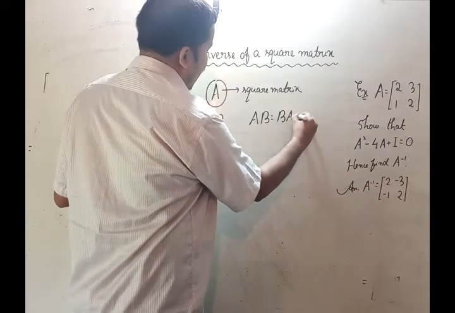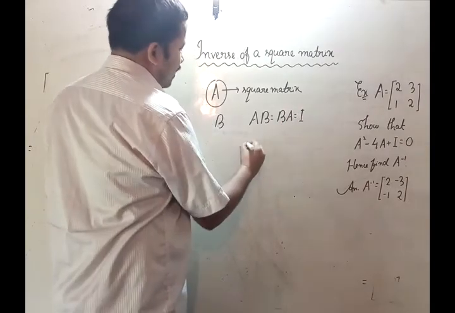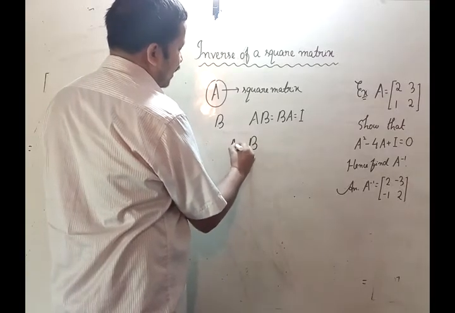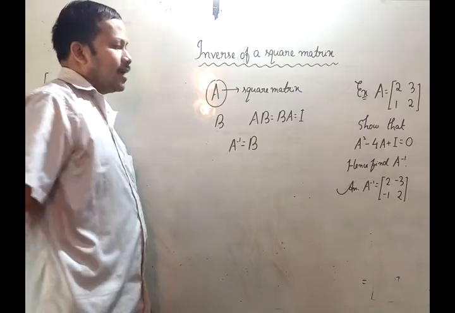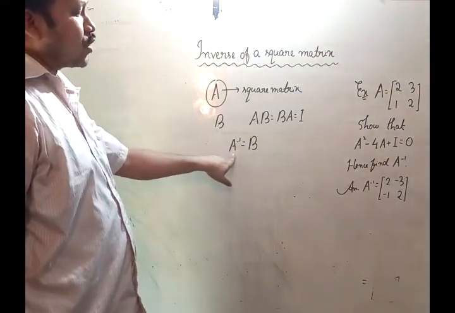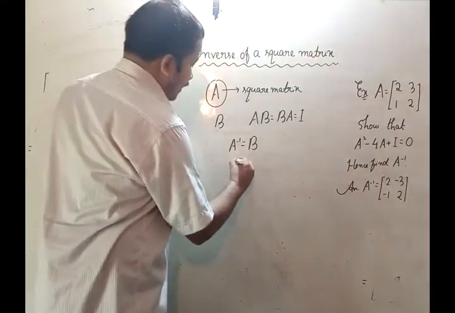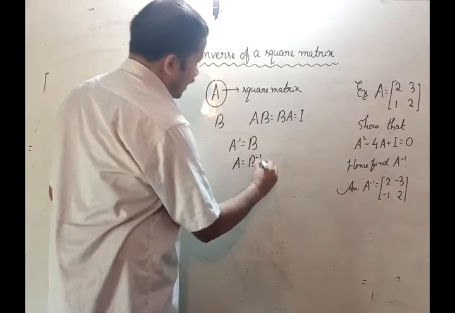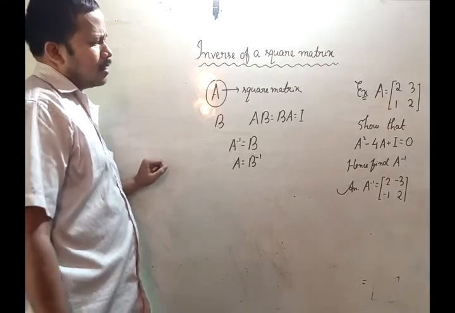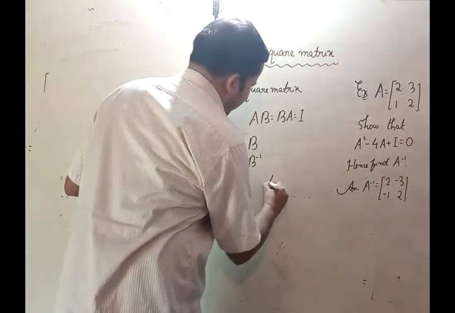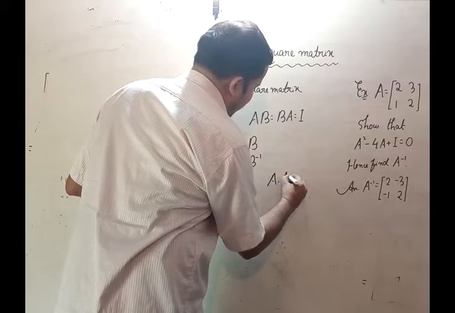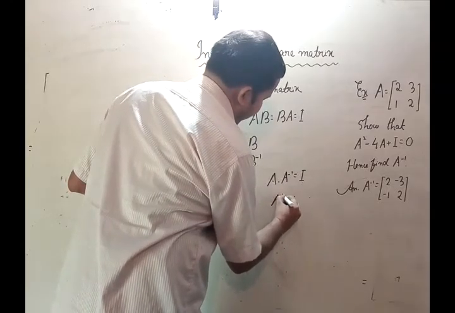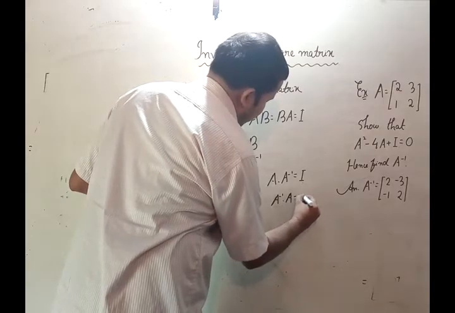B is said to be the inverse of A, and we write it A inverse equal to B. Suppose when B is the inverse of A, conversely A is the inverse of B. B equal to A inverse, A equal to B inverse. For any square matrix A, A into A inverse is I, and A inverse into A is also equal to I.